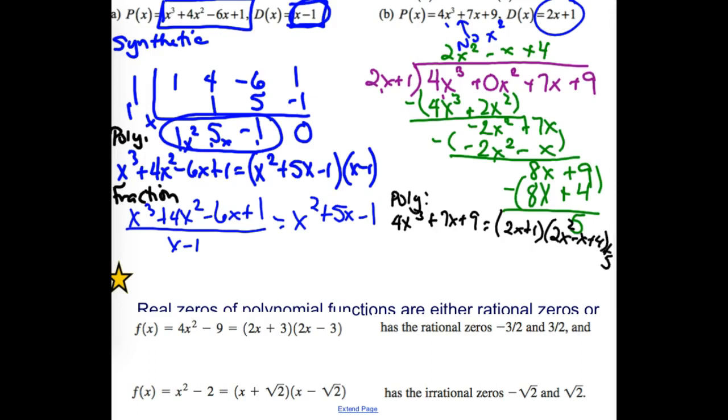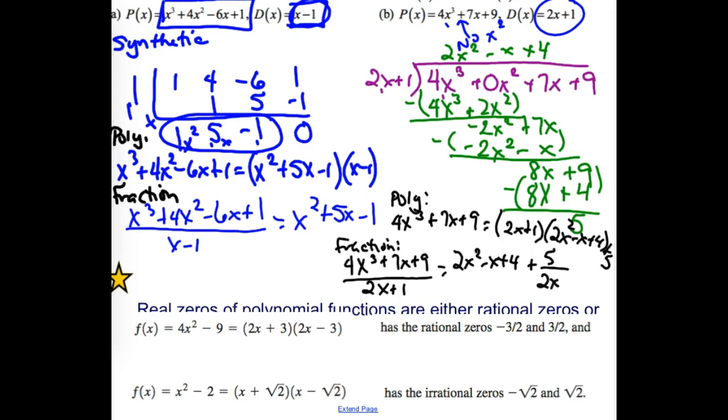Okay? In fraction form, we would say our initial polynomial, 4x cubed plus 7x plus 9, being divided by 2x plus 1, gives us our quotient plus the remainder portion, which was 5 trying to be divided by 2x plus 1. It's just too small.